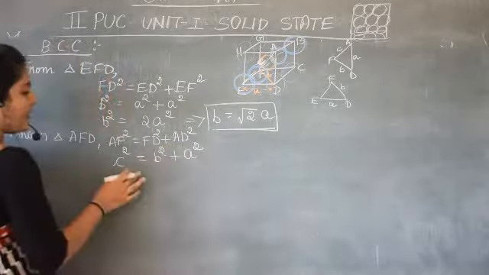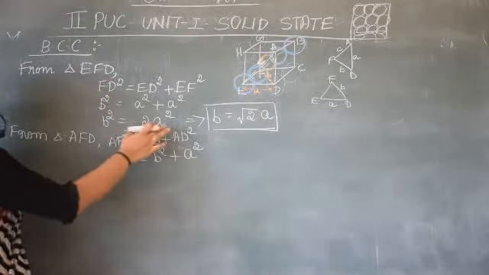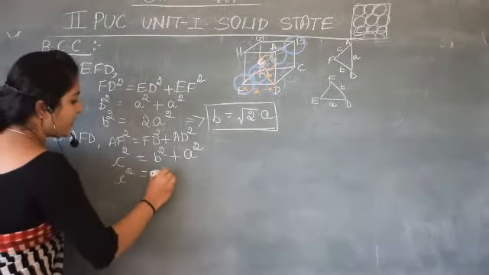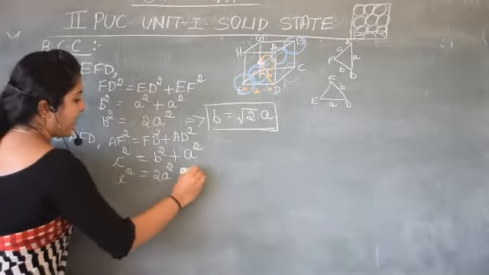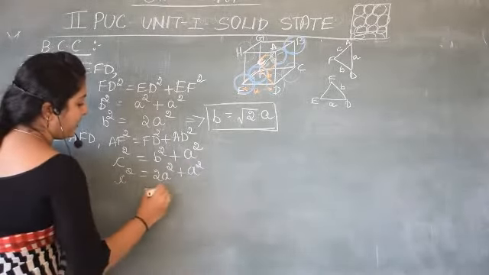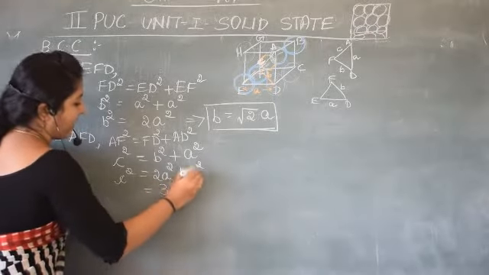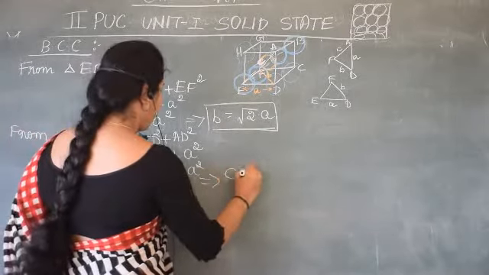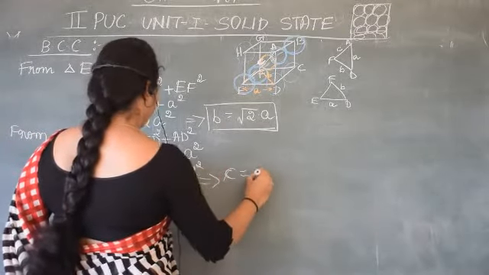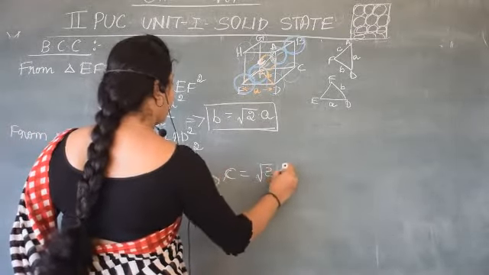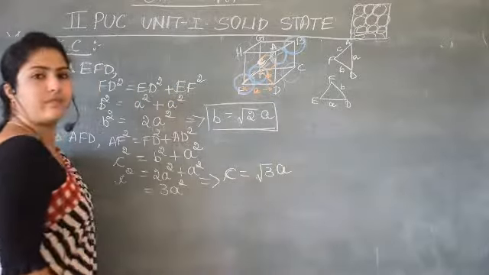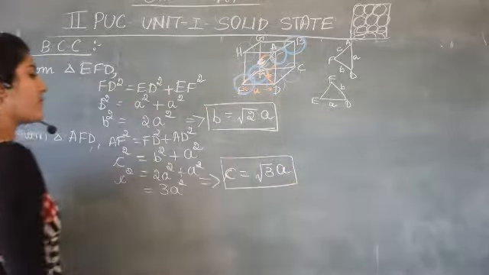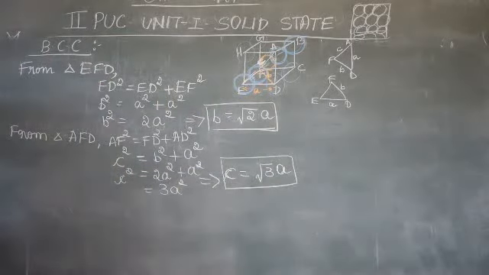Now you know the value for B square. B square is 2A square. So C square is equal to 2A square plus A square, which is equal to 3A square. Therefore that implies C is equal to square root of 3 into A. You have got C is equal to square root of 3 into A.